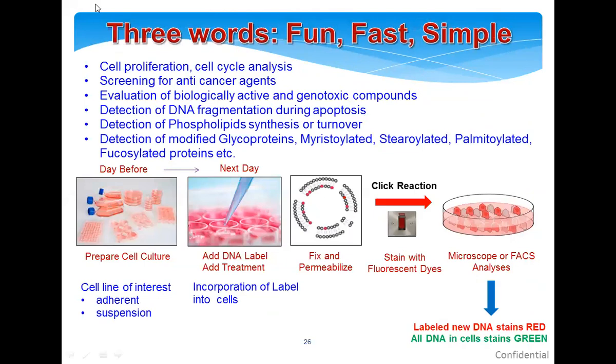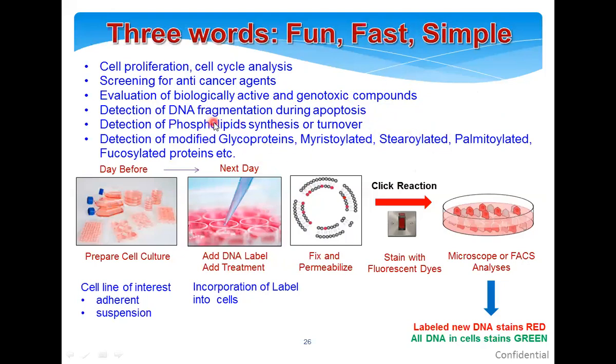So what are the things you can study? You can study cell proliferation, you can analyze cell cycle, you can screen for anti-cancer compounds and agents, you can evaluate biologically active genotoxic compounds because you're treating here, right? You can add the treatment when you're adding the DNA label. You can add all these toxic compounds if you want to evaluate any biologically active or genotoxic compound. You can study DNA fragmentation during apoptosis in presence or absence of treatment.